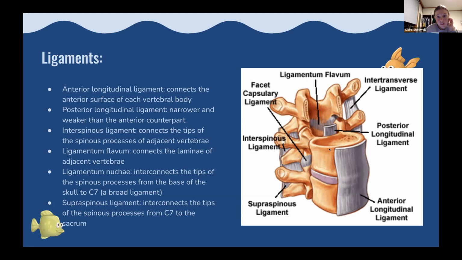And then otherwise, this is pretty self-explanatory, I think. If you read the names, they pretty much tell you where they are. So anterior longitudinal obviously runs down the anterior, and the intertransverse is obviously running between the transverse processes. Interspinous is running between the spinous processes. So yeah.